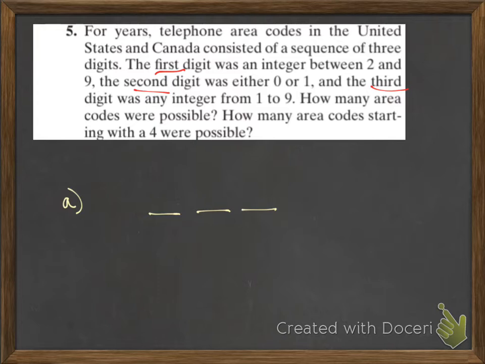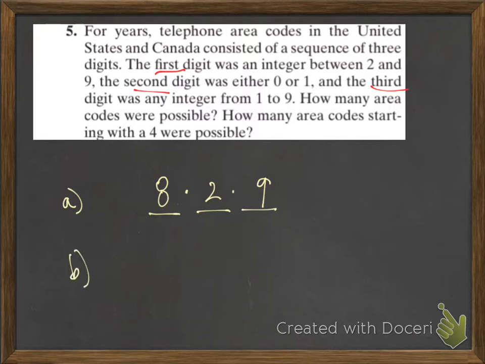All right, so our first digit is an integer between 2 and 9. Well, there are 9 digits between 1 and 9 inclusive, so there are 8 digits between 2 and 9. So we have 8 choices for the first digit. The second was either 0 or 1, 2 digits for the second, and the third was any integer from 1 to 9. That's pretty straightforward and easy. That's how many area codes are possible.